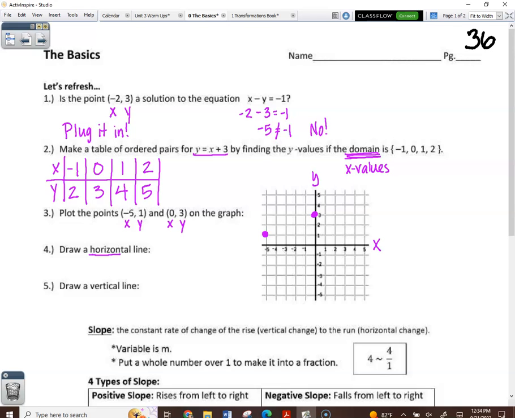So if you ever forget which way horizontal runs, think of what the horizon line looks like, and it's left and right. Vertical is up and down. So your horizontal line should look like that, your vertical line should look like that.